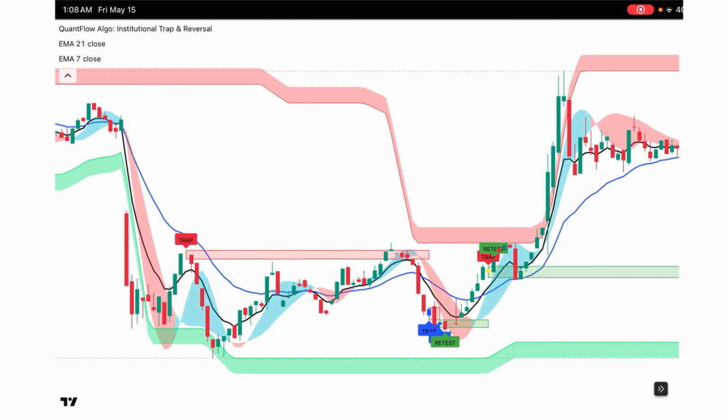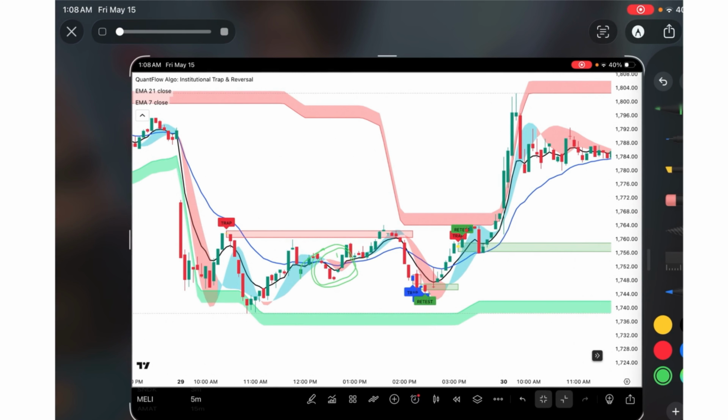Although I've used 21 and 7, even 20 and 15 as well. I've also tested it in 21-10. Matching the performance of the QuantFlow Algo is beyond what an MA can do. Look here. Here's the crossover.